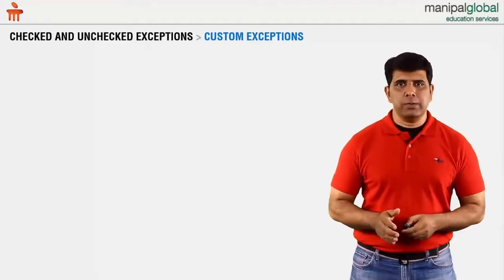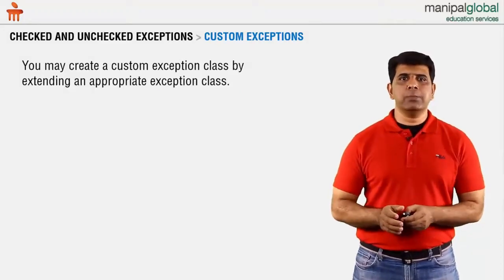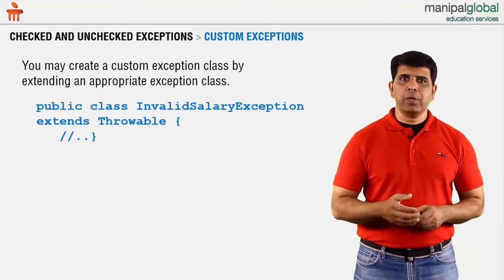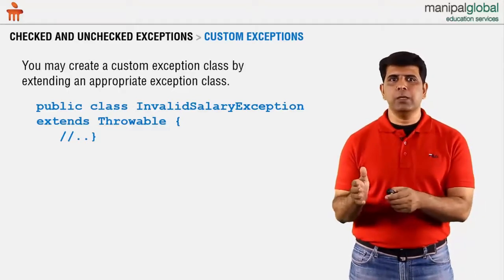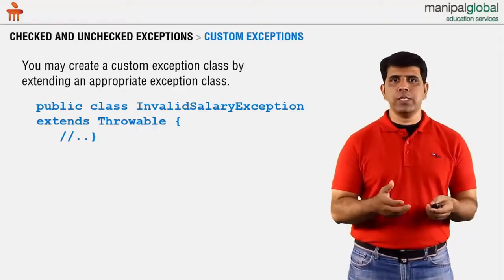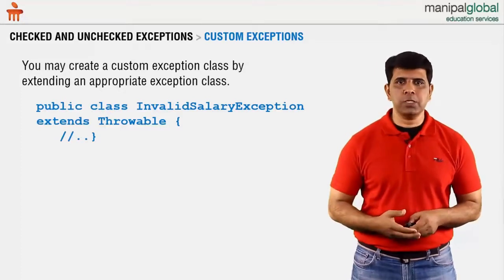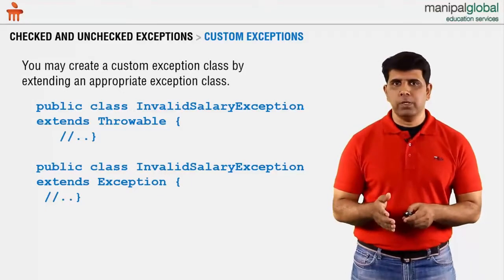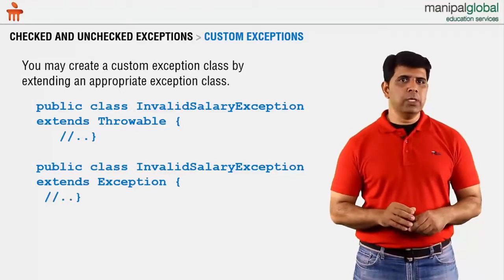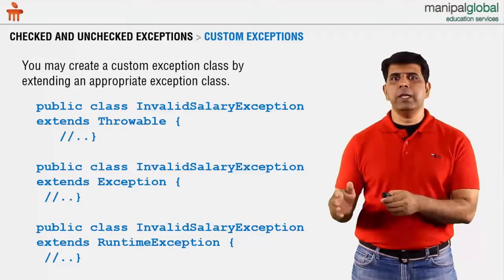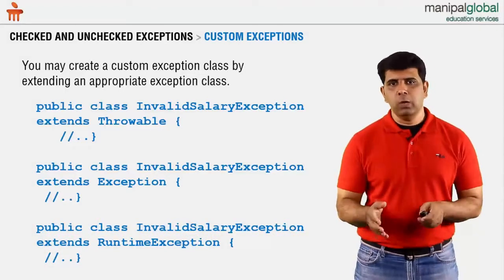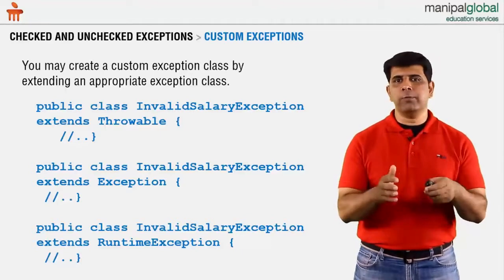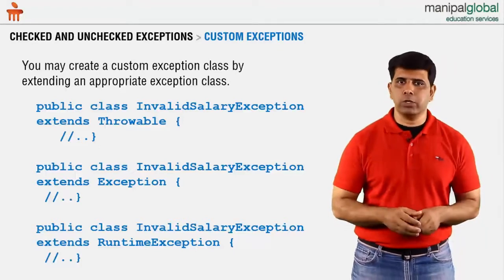Now let's look at custom exceptions. You may create a custom exception class by extending an appropriate exception class. For example, I can have InvalidSalaryException as a subtype of Throwable. That's one choice that I have. This becomes a checked exception. I can also do the same thing by extending Exception. This is also going to be a checked exception. However, we can have an InvalidSalaryException extending RuntimeException, which means whenever I throw this, nobody needs to handle it, but of course at the end of the day, the program is going to collapse.